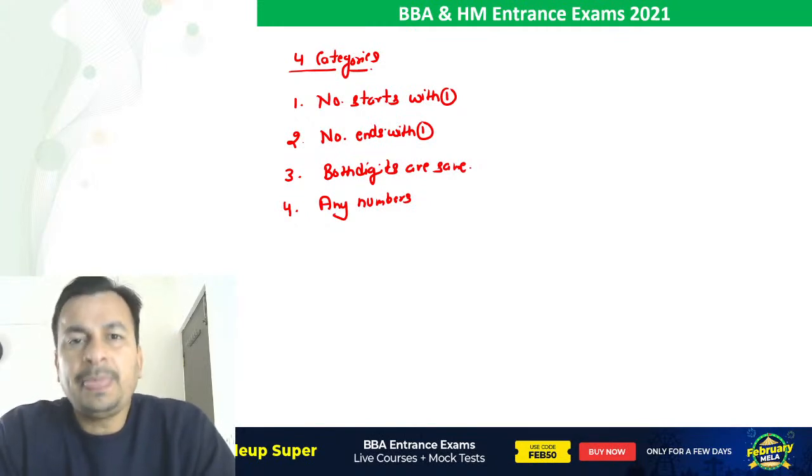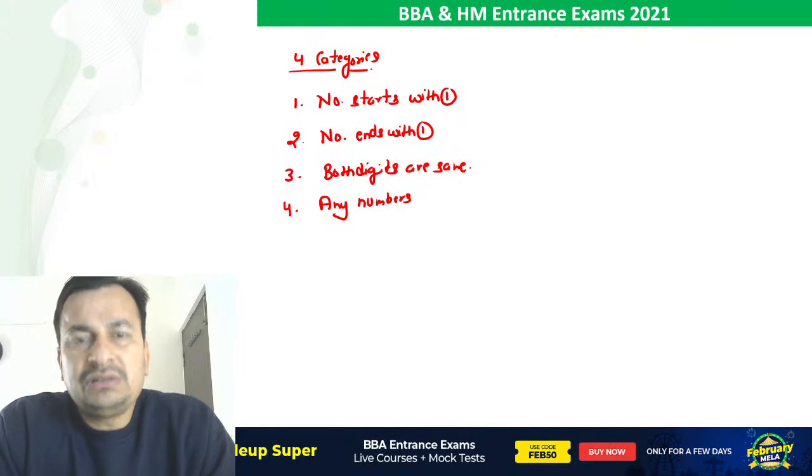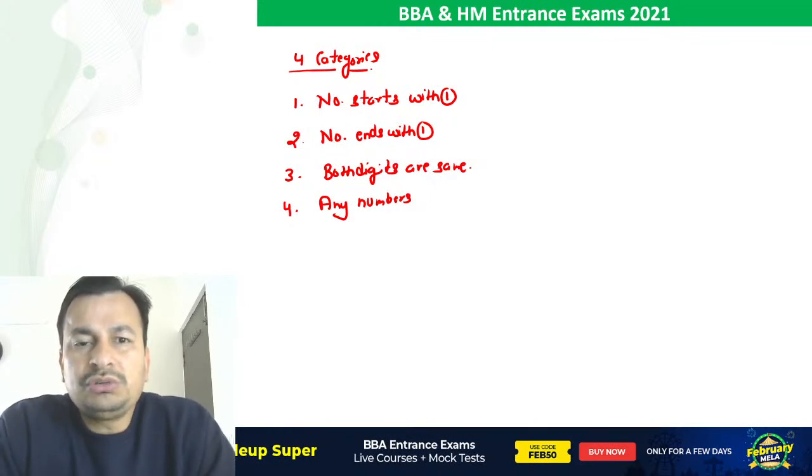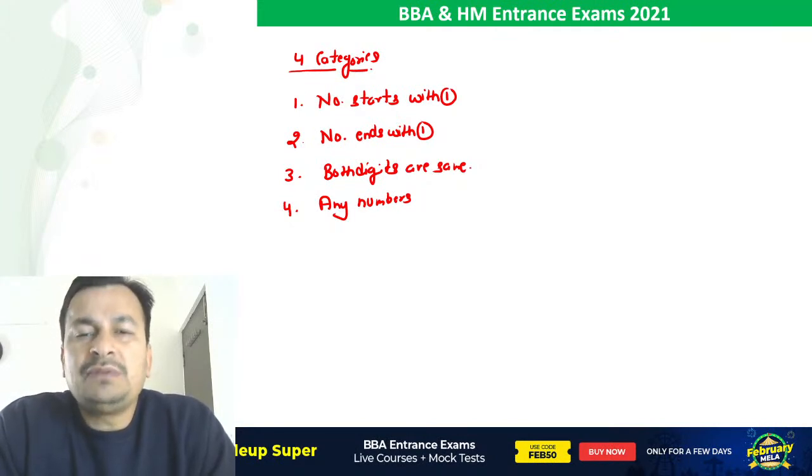So basically we will distribute all 2-digit numbers into 4 categories. First category, 2-digit numbers that start with 1, for example 11, 12, 13, 14, 15 and so on. Category 2, all 2-digit numbers that end with 1, for example 11, 21, 31, 41, 51 and so on. Category 3, all 2-digit numbers in which both digits are the same, for example 11, 22, 33, 44, 55 and so on. And the 4th category is any 2-digit number which does not belong to the above 3 categories.